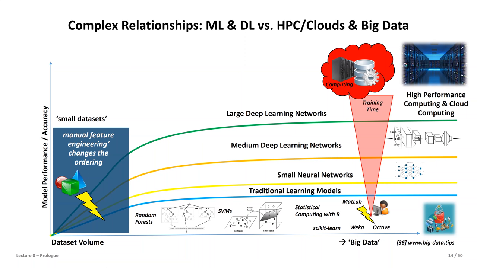You see here on the one scale, big data, meaning really the volume or maybe even the speed, where you see that traditionally we were analyzing data with tools like MATLAB, R, scikit-learn to some degree, Weka and Octave. And by analyzing, it means maybe machine learning models like random forest, support vector machines, and also neural networks you have seen.